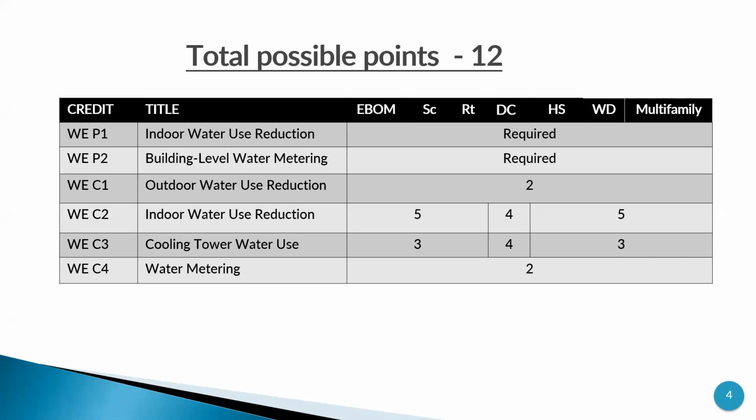Whereas coming to credits, again, indoor water use reduction and outdoor water use reduction. Outdoor water use reduction is 2 points. Indoor water use reduction is 5 points, except data center, that is 4 points. Cooling tower water use, again 3 points. Water metering is 2 points.